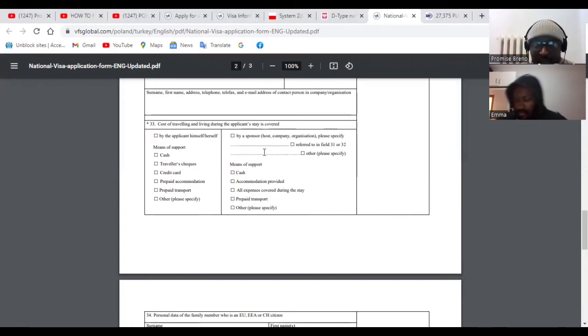If it's a Polish government scholarship, you write it here, Polish government scholarship. If it's your father, you write the name of your father, just like it is going to appear in the bank statement and in the sponsorship letter.